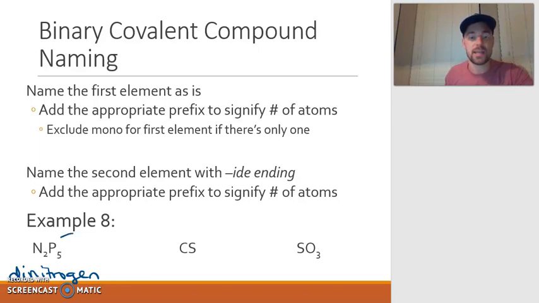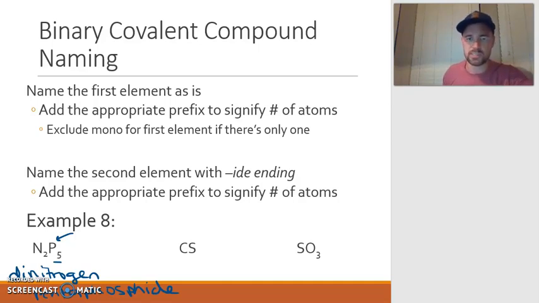Next, I'm going to name the second element, but I'm going to change the ending to IDE. So P is phosphorus. That gets changed to phosphide. That makes a lot more sense than phosphoride. But we have to put a prefix in front of phosphide to indicate the quantity. There are 5, and so that would be the prefix penta. So dinitrogen pentaphosphide would be the name.